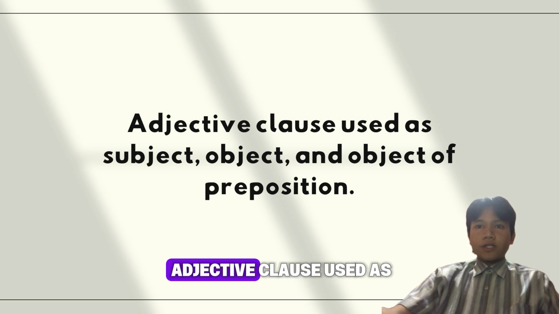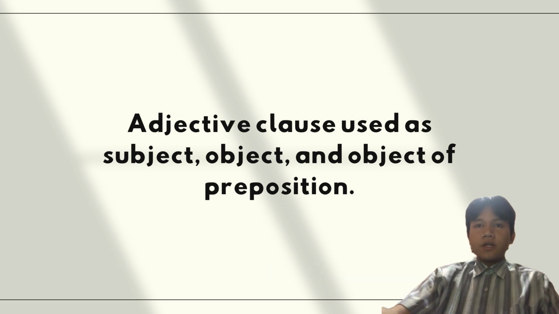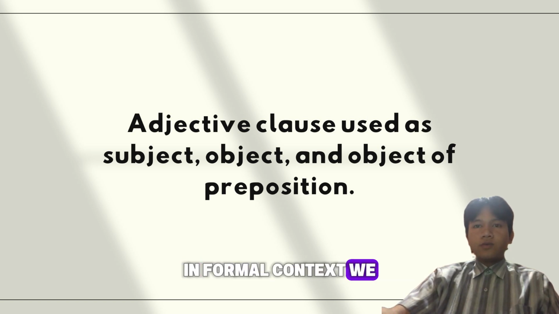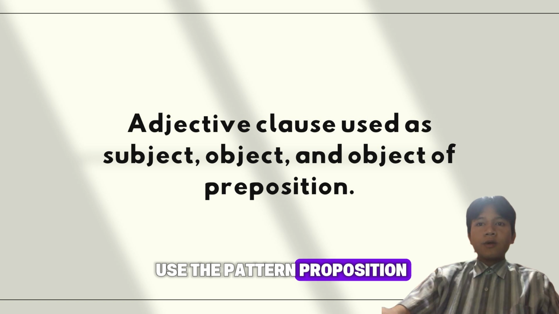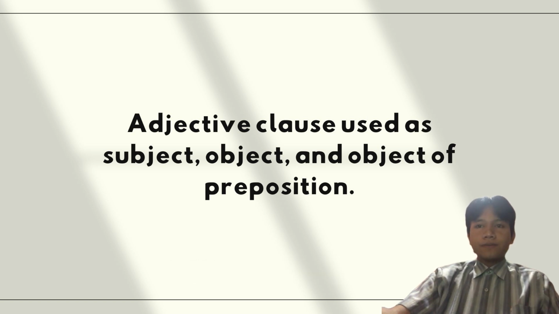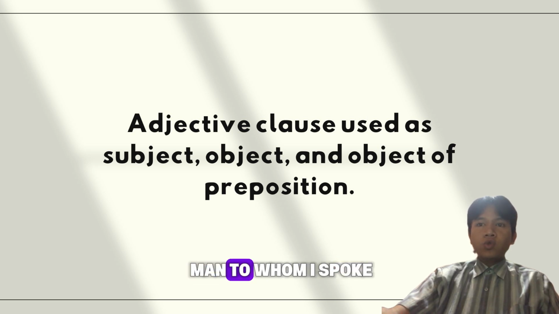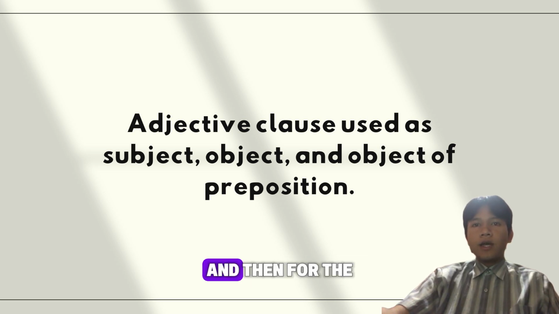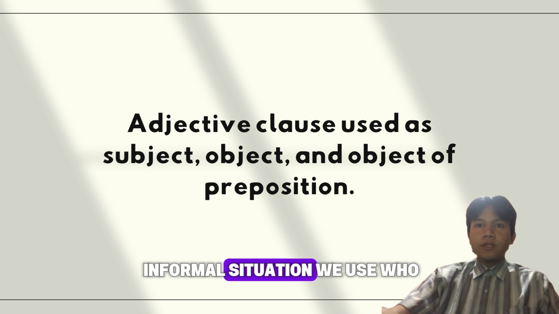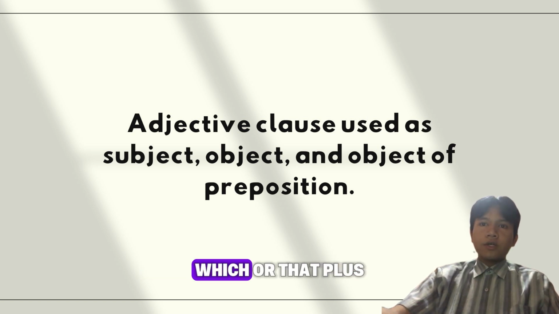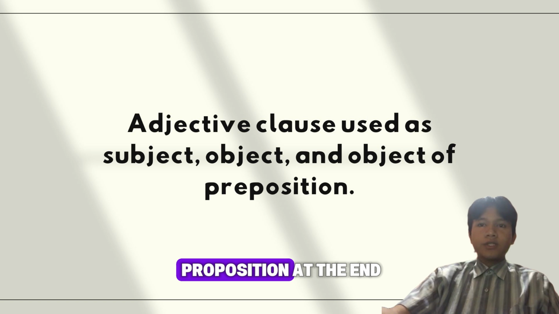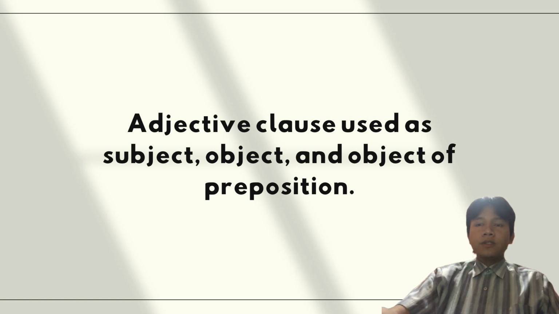The next one is adjective clause used as object of preposition. In formal context, we use the pattern preposition plus whom or which. For example, the man to whom I spoke. And then for the informal situation, we use who, which, or that plus the preposition at the end. For example, the man who I spoke to.